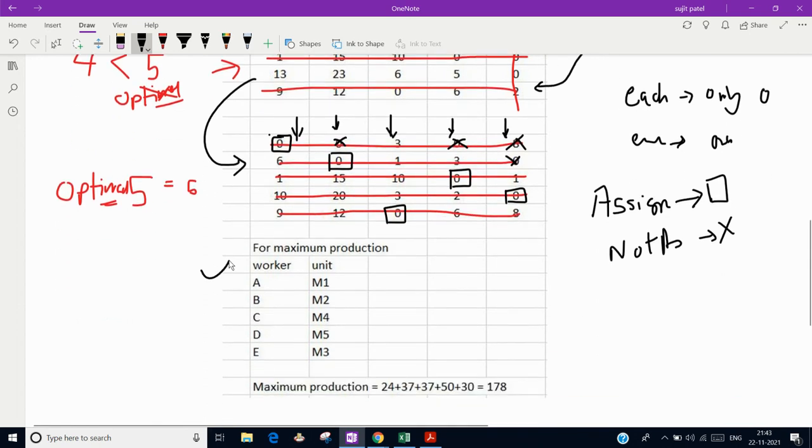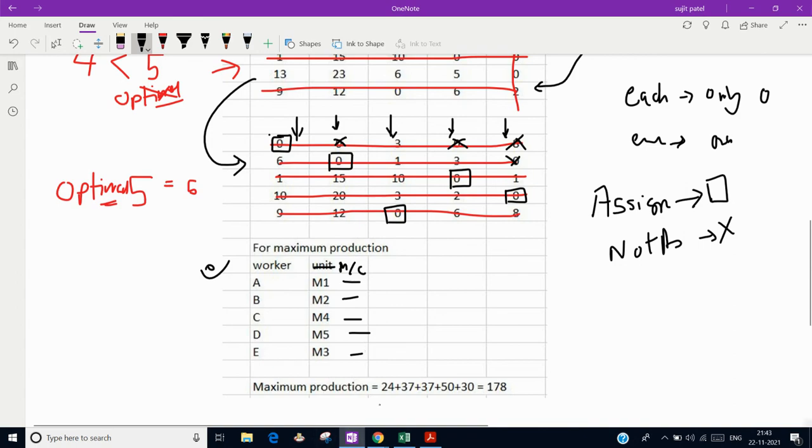So here I have tabulated the data. Worker, or unit, or you can say machine. Worker A should be assigned machine number 1, worker B machine number 2, worker C machine number 4, worker D machine number 5, and worker E machine number 3.